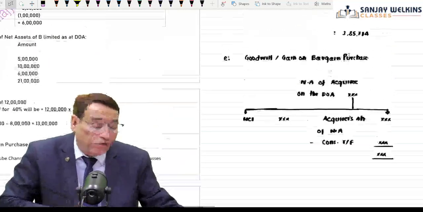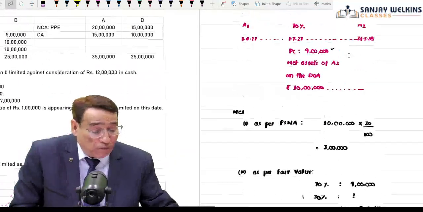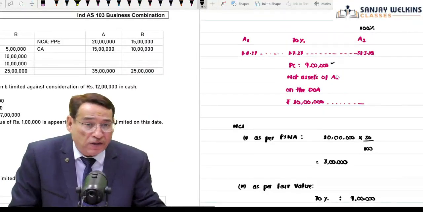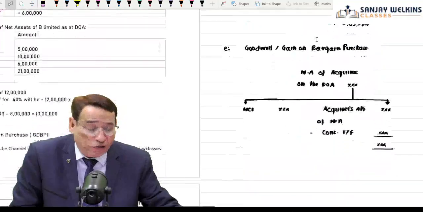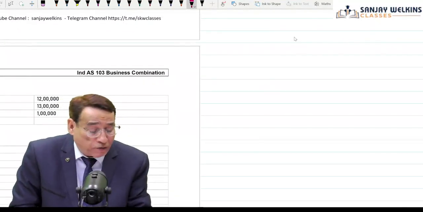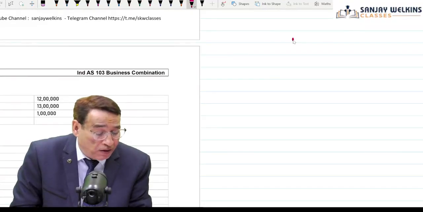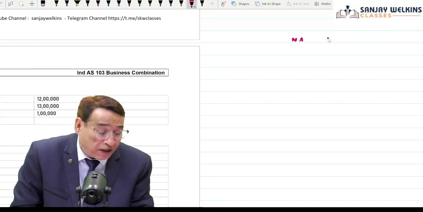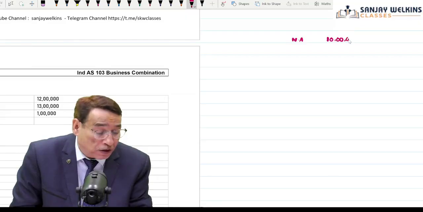For example, with the help of this example, suppose I am interested in finding out the amount of goodwill. How am I going to find out the amount of goodwill? As we saw, the net assets of the acquiring entity on the date of acquisition is equal to 10 lakh.